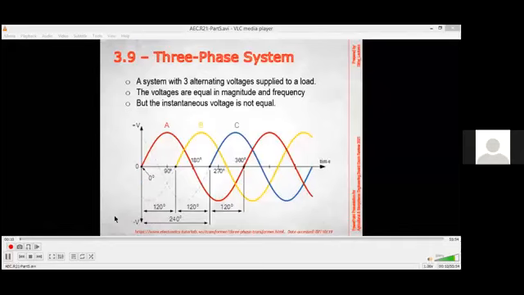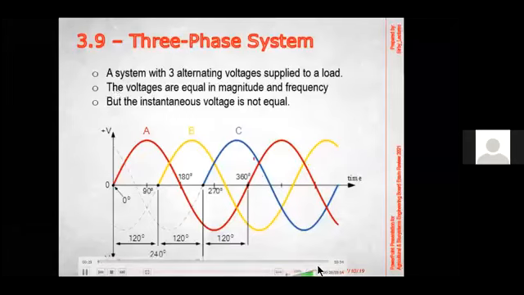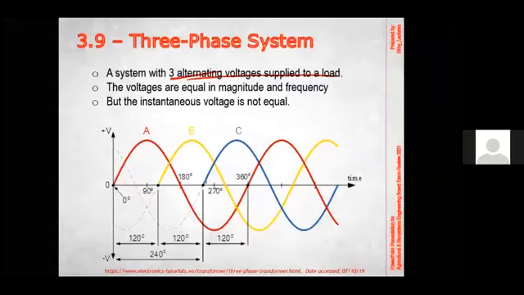Let's continue now our discussion, and we are now in this three-phase system topic. Now, a three-phase system is a system with three alternating voltages supplied to a load. So we have here in the figure a voltage waveform produced from A, and then another voltage waveform produced from B, and another waveform produced from C.